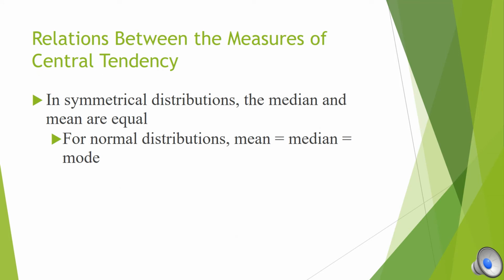Now, what is the relationship between these different measures of central tendency? Something that you would need to remember is that for normal distributions, you have the mean, the median, and the mode all equal. And when you have symmetrical distributions, the median and the mean are equal.